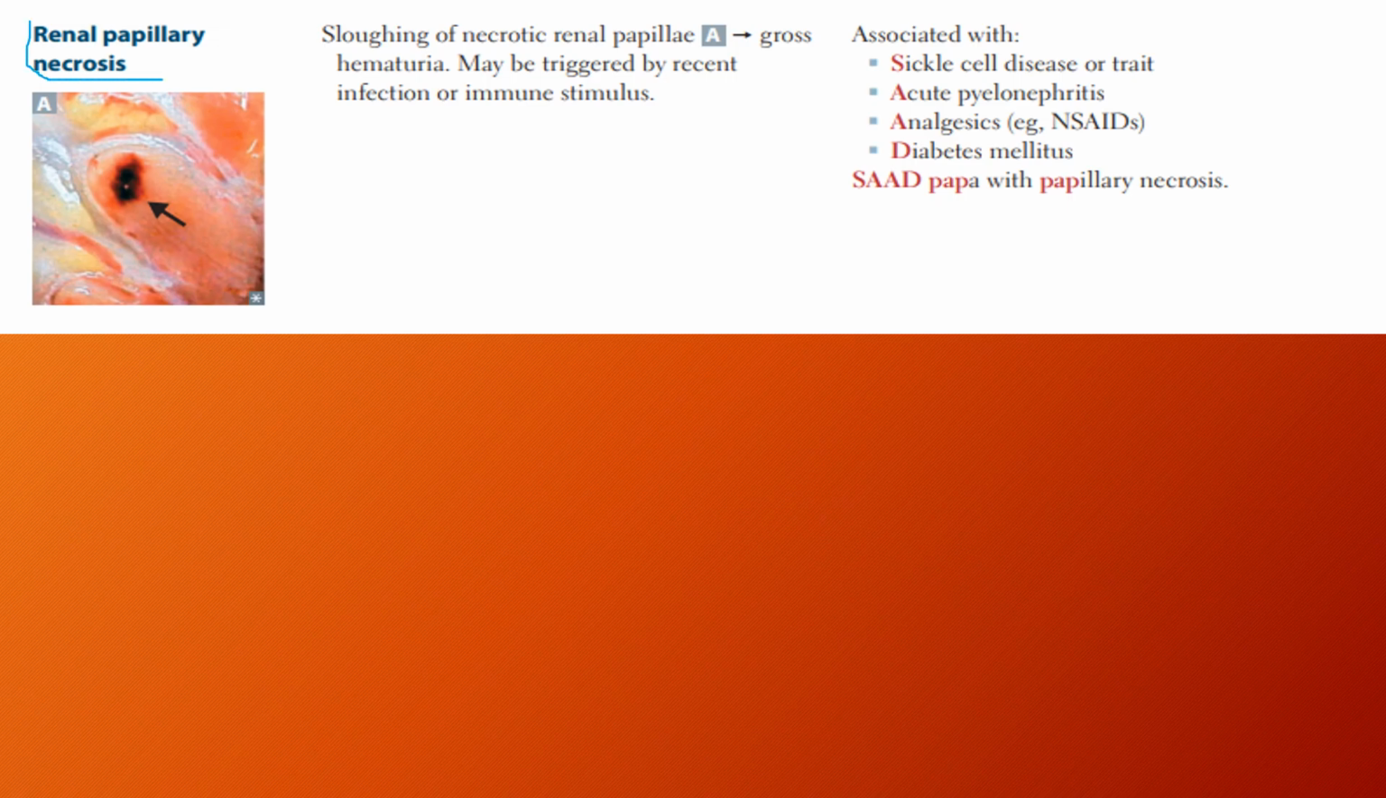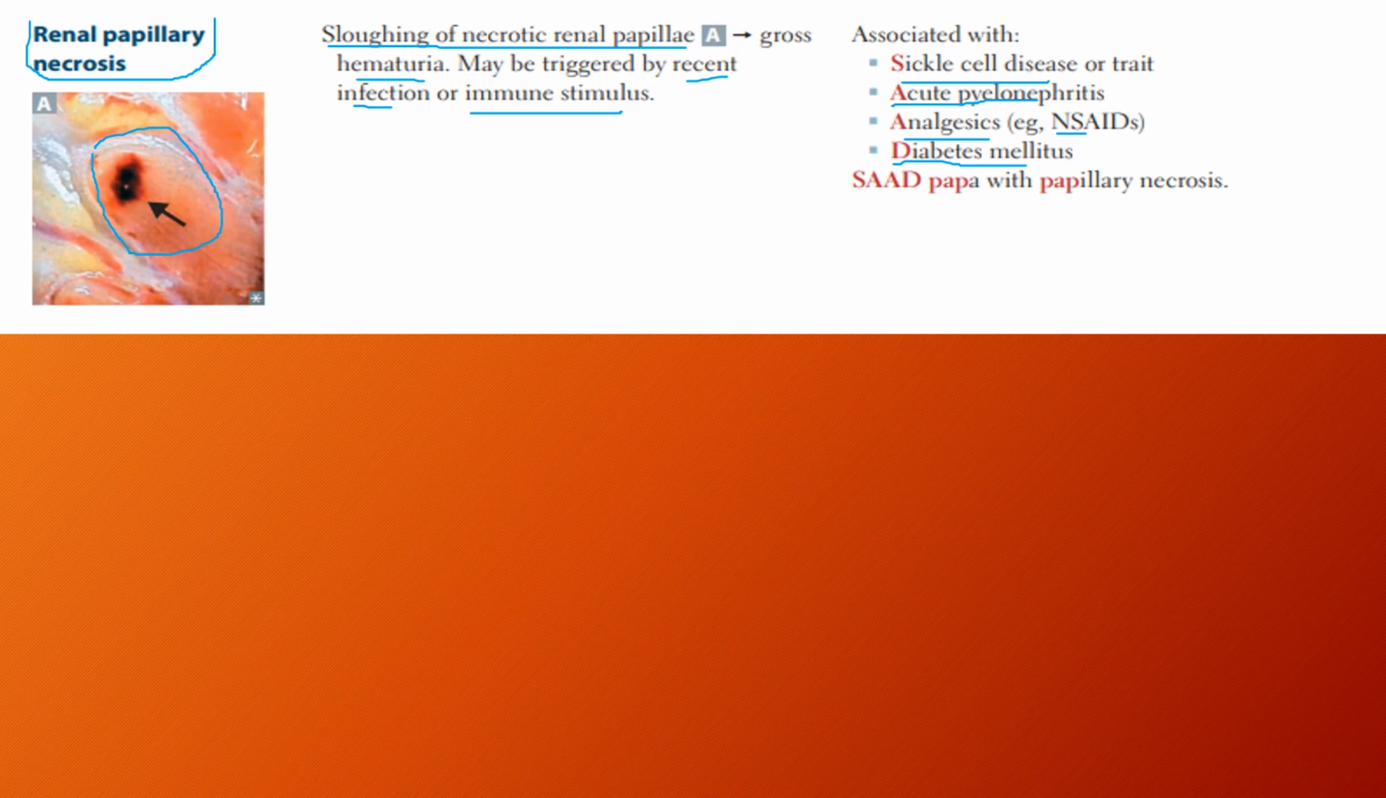Renal papillary necrosis. Sludging of the necrotic renal papilla, as you can see here, which leads to gross hematuria, may be triggered by recent infection or immune stimulus, which is associated with sickle cell disease or trait, acute pyelonephritis, analgesics like NSAIDs, diabetes mellitus.